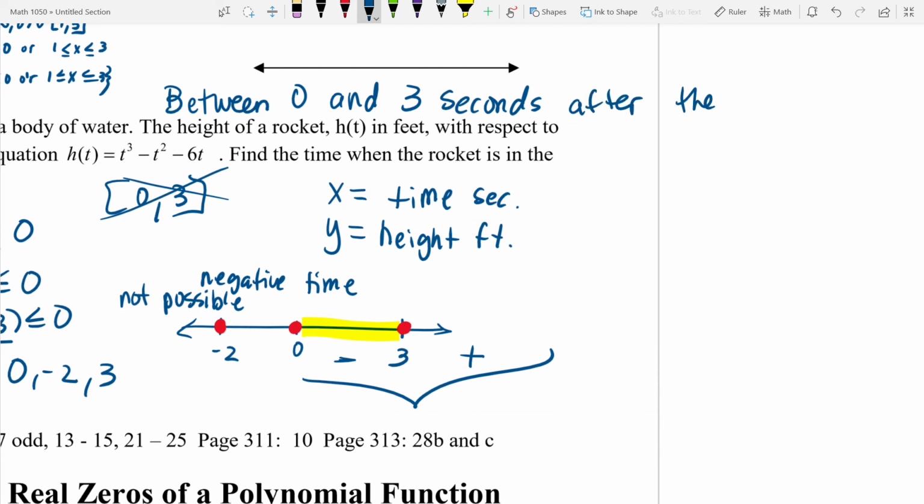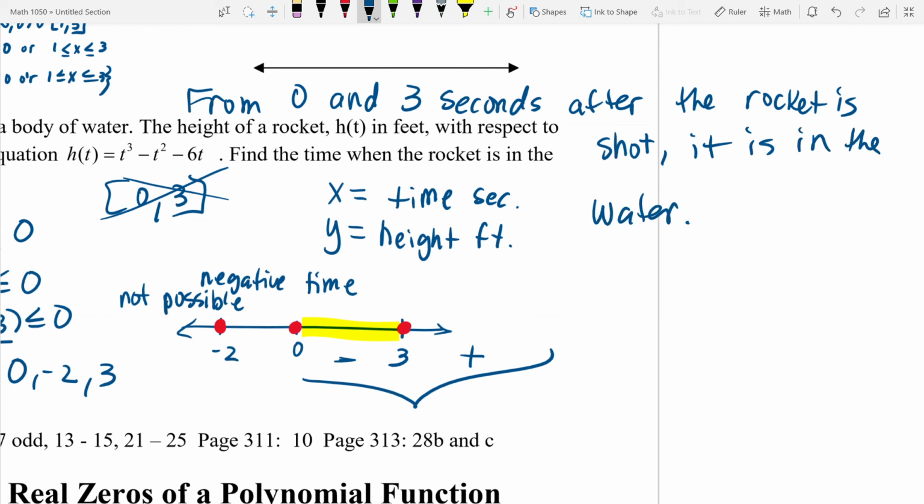I don't like it. Fix it. You guys are better than me at English. How do I say between 0 and 3, including 0 and 3, after the rocket is shot? Tell me. From 0 to. From. Duh. See, I'm a math brain. From 0 to 3 seconds after the rocket is shot, comma, it is in the water.